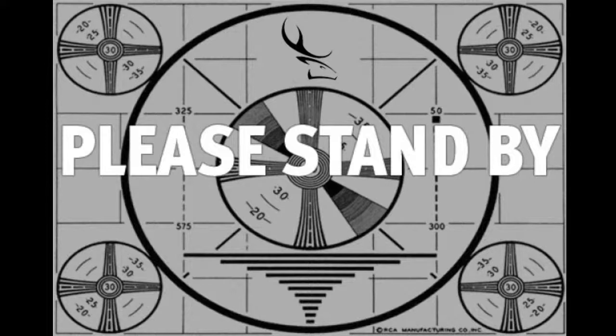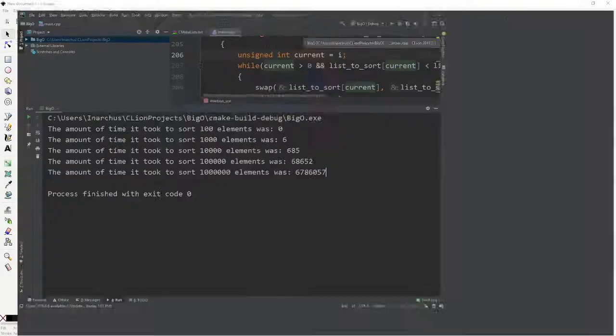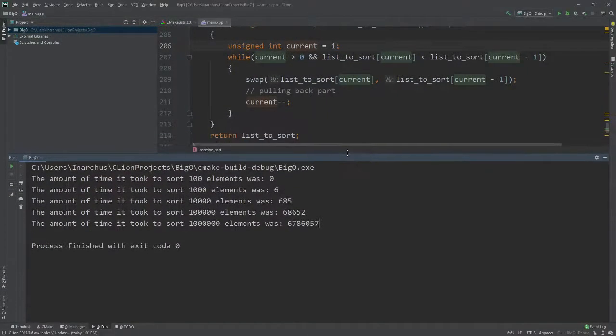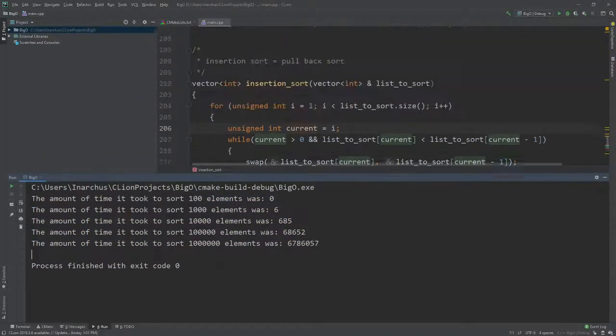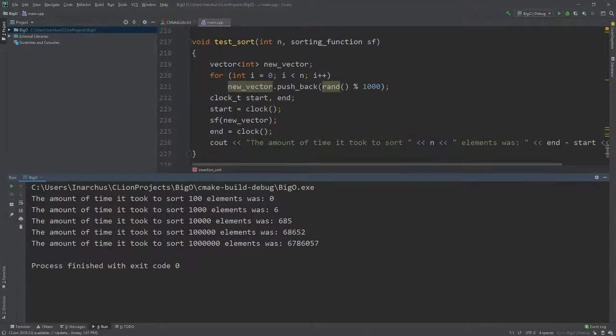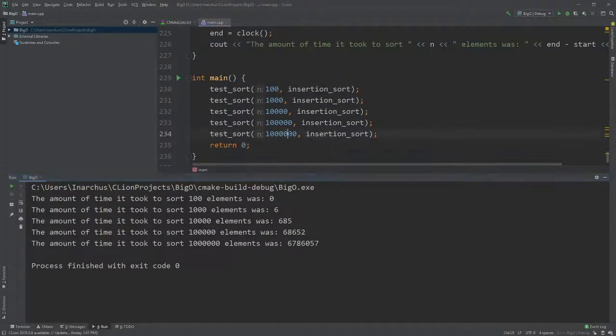Yep. If you remember from last lecture, I actually ran this quadratic. Which quadratic sort was it? I think it's insertion sort. Yeah, I ran insertion sort on 1 million randomized elements, and it actually finished. I let it finish.